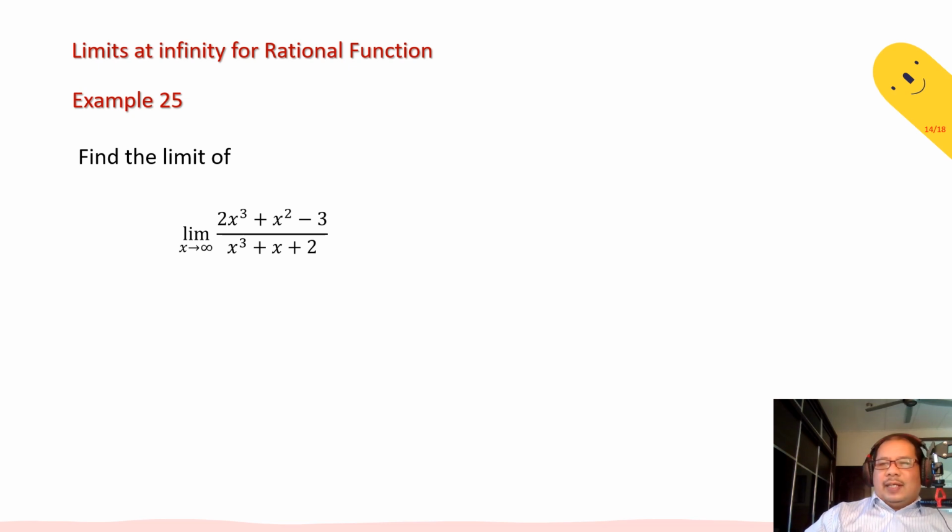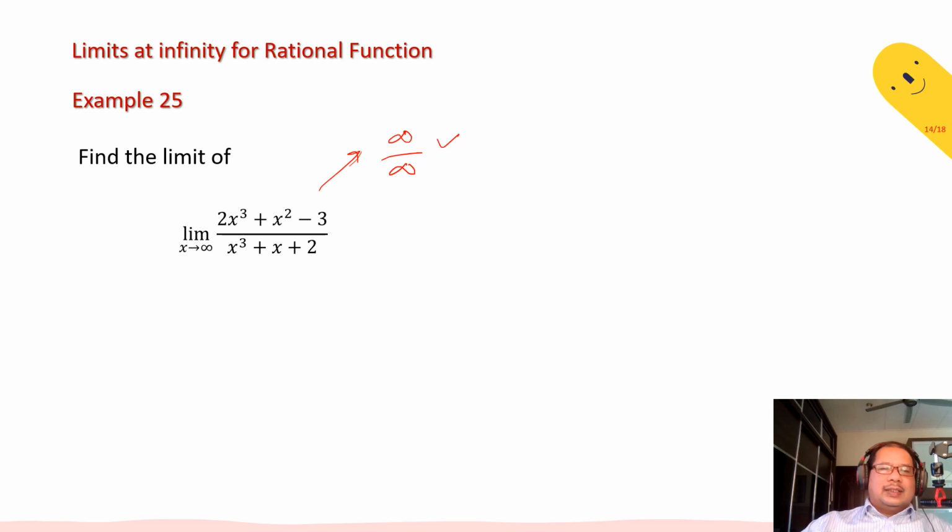Okay, look at example 25. The limit as x approaches positive infinity of 2x cubed plus x squared minus 3 over x to the power of 3 plus x plus 2. If you substitute infinity, you get what? You get 2 times infinity cubed is infinity, plus infinity squared is infinity, minus 3, you get infinity over infinity to the power of 3, plus infinity plus 2, also infinity. So infinity over infinity. So in this example, we divide every term by x to the highest power of the denominator.